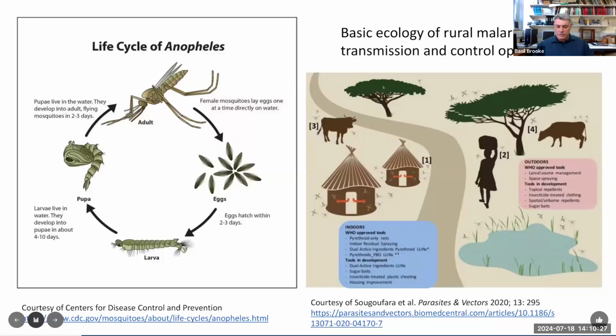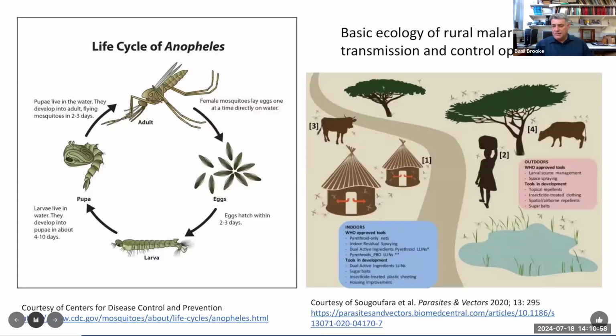If they pick up gametocytes from people who are already infected with malaria, the malaria parasite goes through its life cycle. They become sporogenic. In other words, they can produce sporozoites in their salivary glands, and then they can go and infect somebody else. But generally, after those adult female mosquitoes have acquired a blood meal, they will rest indoors, which is why the indoor residual spraying technique really works so well.